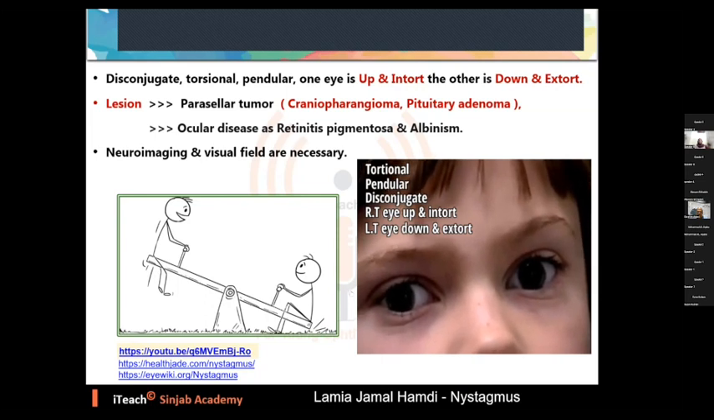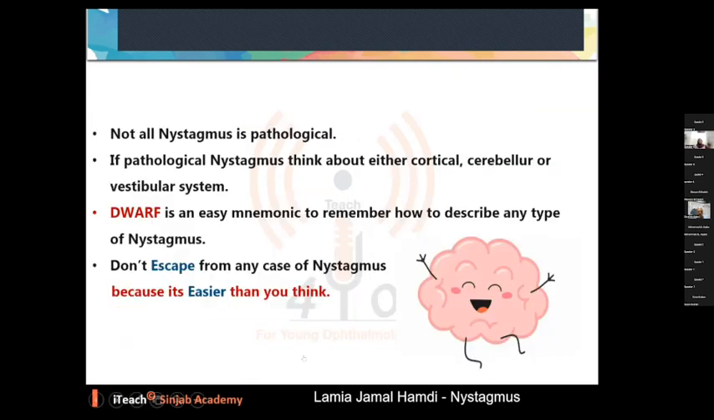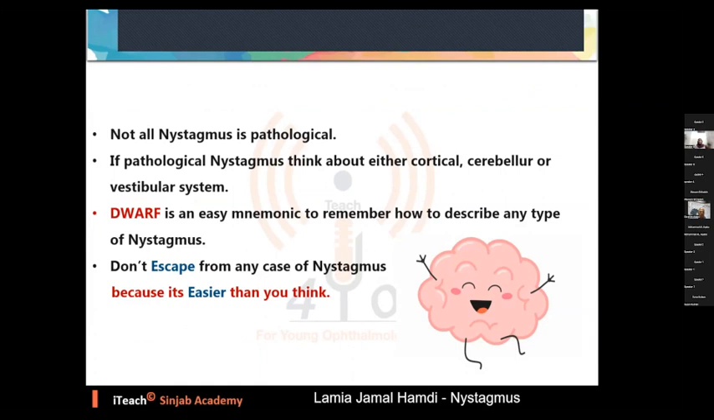So my take-home message is that not all nystagmus is pathological. Physiological forms are also present. If it is pathological nystagmus, think about a lesion in the cortex, cerebellum, or vestibular system. DWARF is an easy way to remember how to describe any type of nystagmus. So please don't escape from any case of nystagmus, because it's easier than you think.